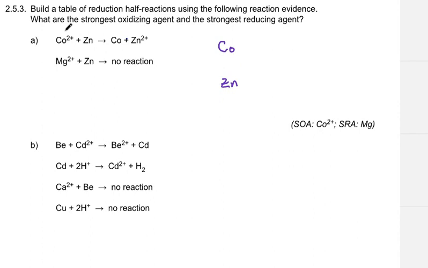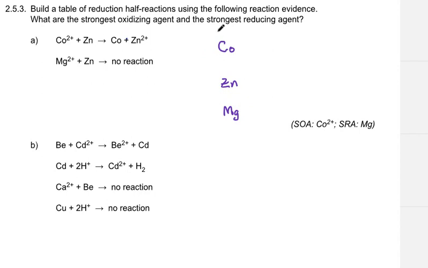Okay, so very short version. Cobalt tried to take electrons from zinc and succeeded. Cobalt is tougher than zinc. Next reaction, the more positive thing, magnesium tries to take electrons from zinc and fails. If there's no reaction, it means zinc said, no, I don't think so. That would imply magnesium is weaker than zinc and should go down here on our list.